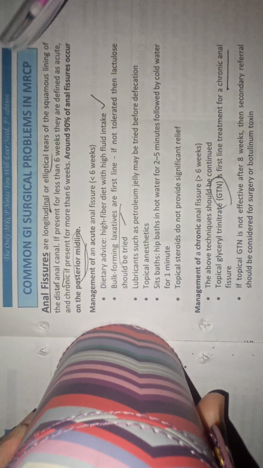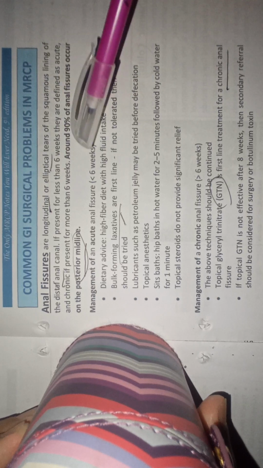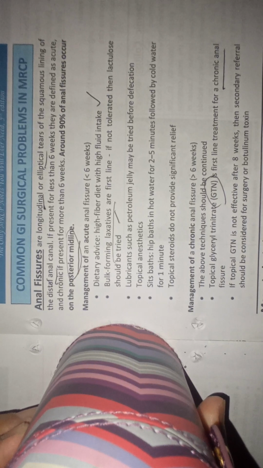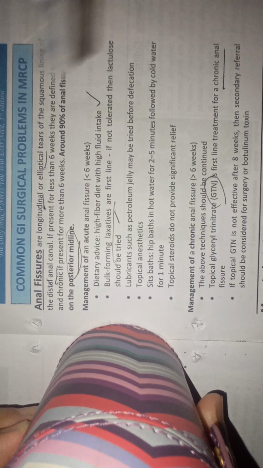Common GI surgical problems in MRCP, and anal fissure, we will go through it quickly. These are longitudinal or elliptical tears of the squamous lining of the distal anal canal. If present for less than 6 weeks, they are defined as acute, and chronic if present for more than 6 weeks. Around 90% of anal fissures occur in the posterior midline. Those elsewhere are more associated with Crohn's disease.